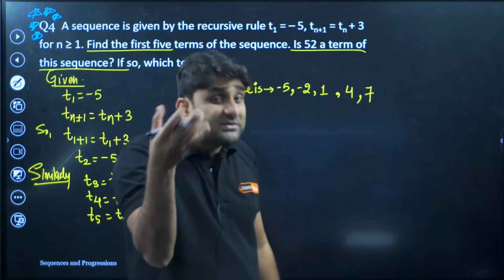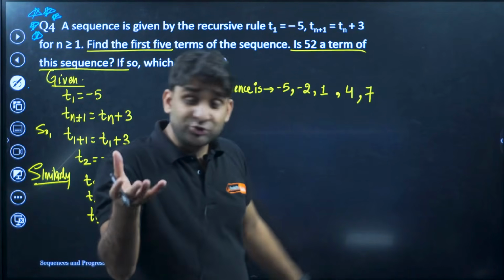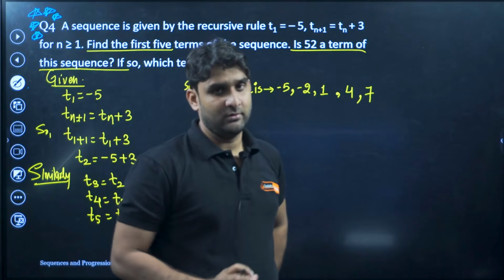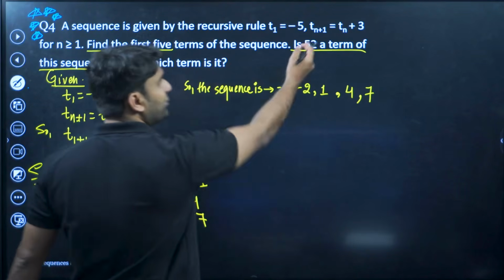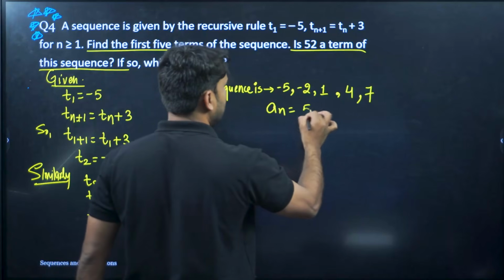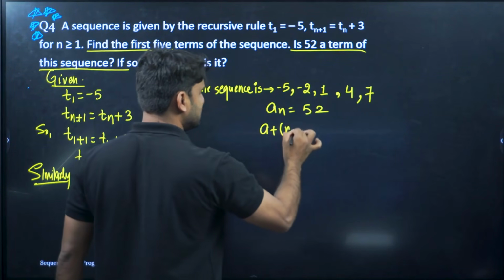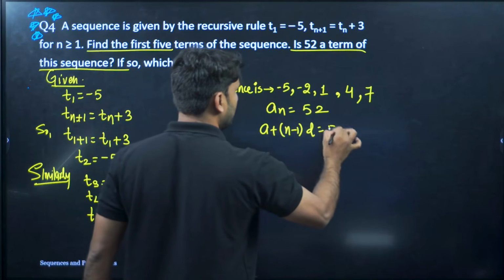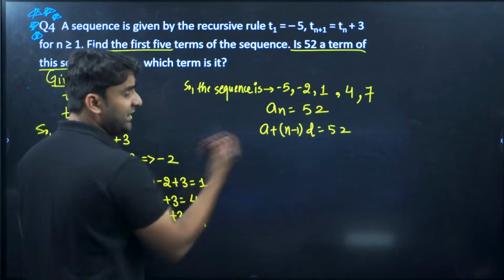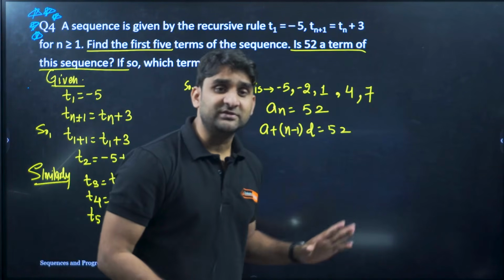If 52 is somewhere in the sequence of this AP, there should be some position of 52, and the position must be a whole number. I don't know the position, so we write it as the nth position, and an is equal to 52. And for an we have the formula: a plus n minus 1 into d is equal to 52. We have to find n here because we want to check whether 52 is a term of this AP or not.